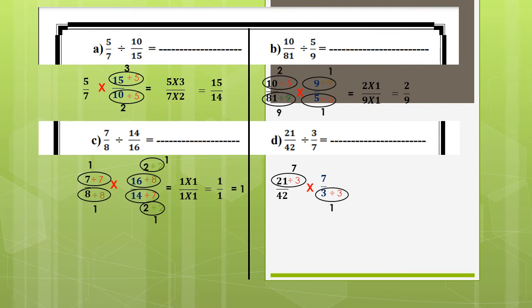42 and 7 are together in table 7. Divided by 7, divided by 7. 7 divided by 7, which is 1. 42 divided by 7, which is 6. What's left? 7 times 1, 6 times 1. So my answer is 7 over 6.